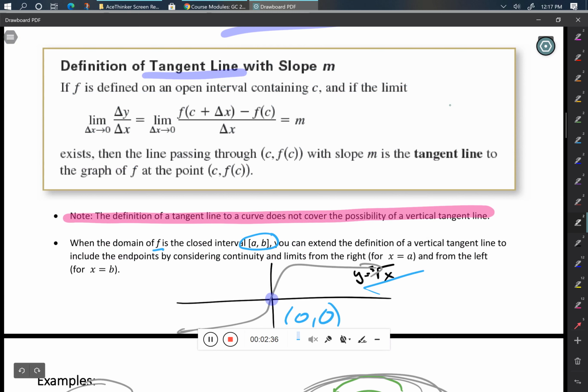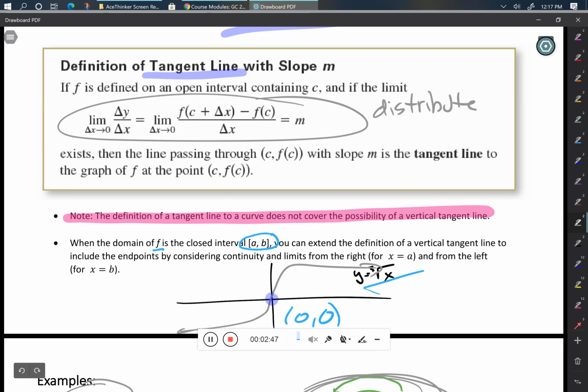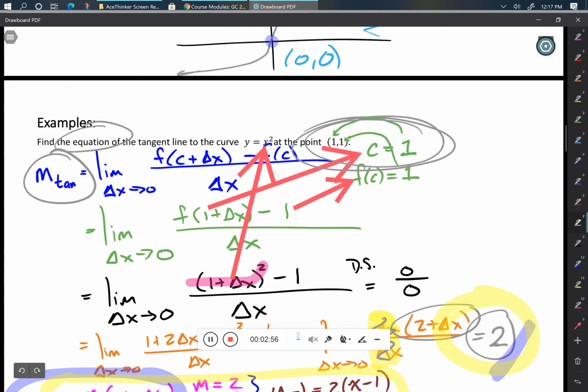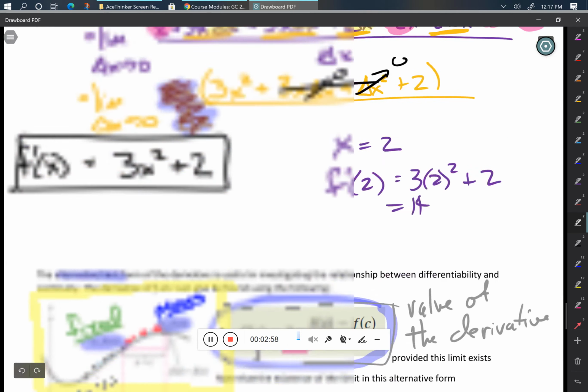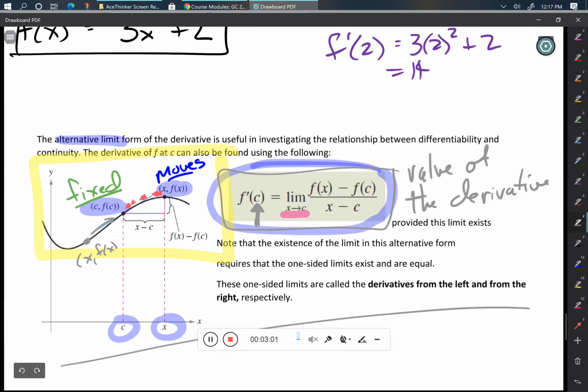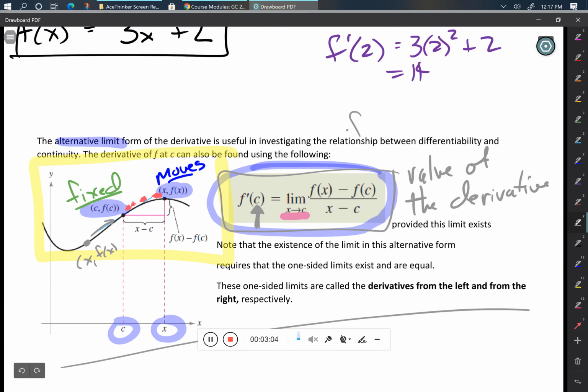Here's what I will tell you from my experience with them. This definition is better if you like to distribute and then factor out your delta x. And this definition, here, is better if you like to factor and then cancel. So you'll be factoring and then canceling out things. Okay? It's just an alternate form of the definition.